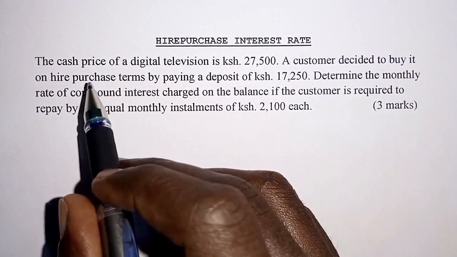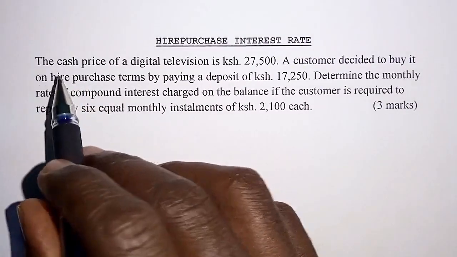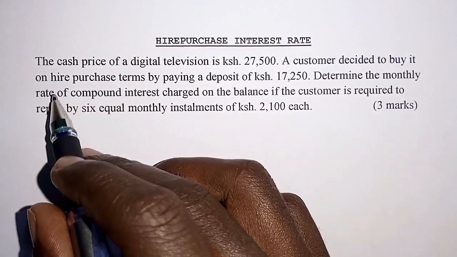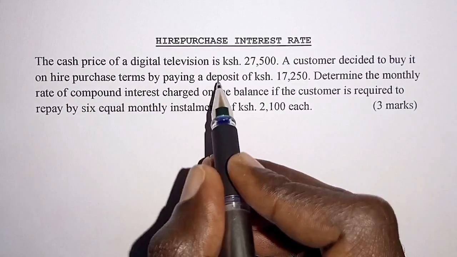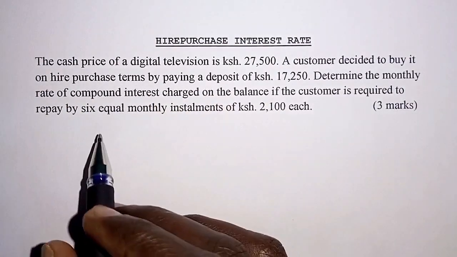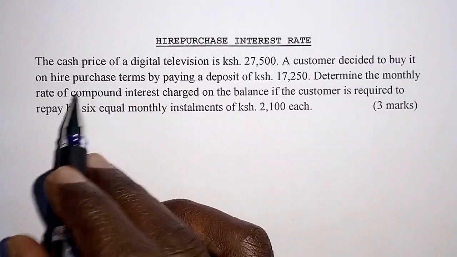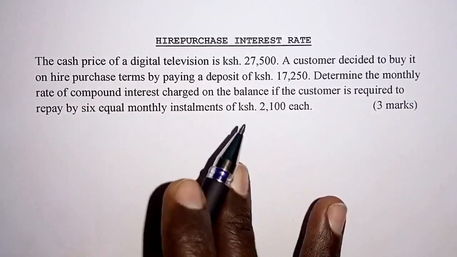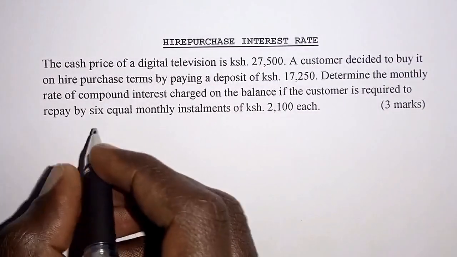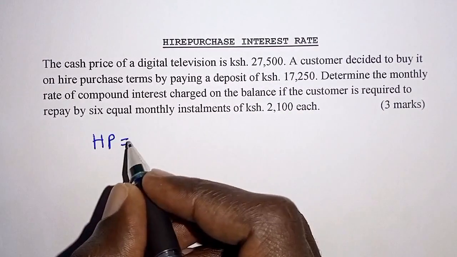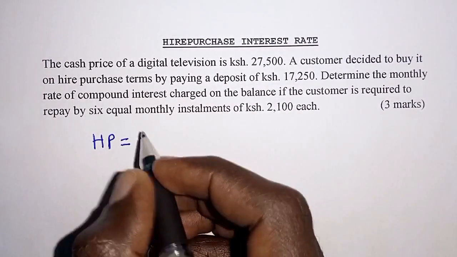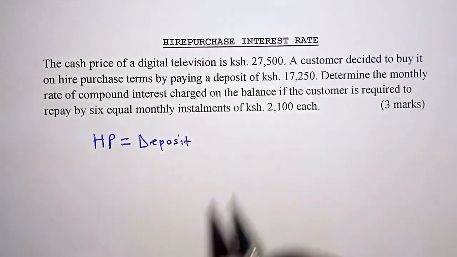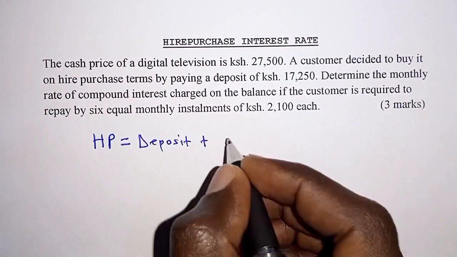Now the customer has two options here. The customer can either pay cash of 27,500 shillings, or he can decide to buy the television on hire purchase terms. Now the customer decided to buy it on hire purchase terms by paying a deposit of 17,250 shillings. So first I want us to recall that the hire purchase price is always calculated as deposit or down payment plus installments.